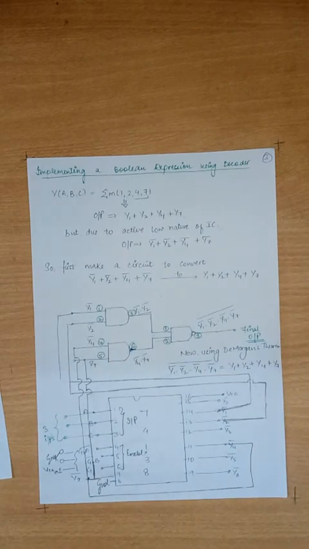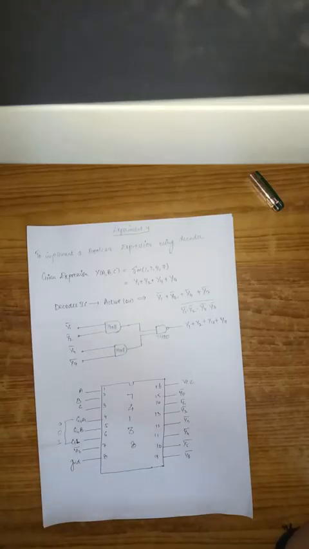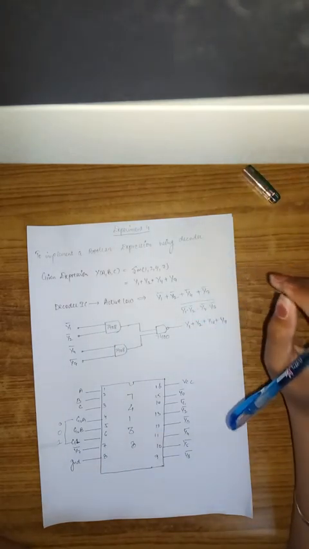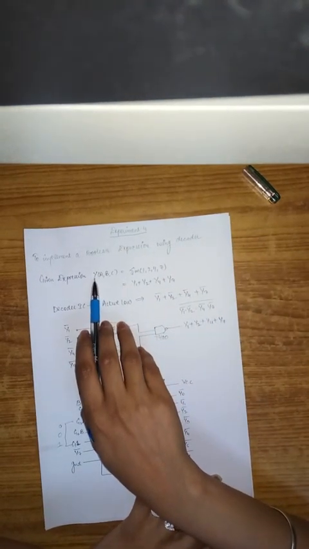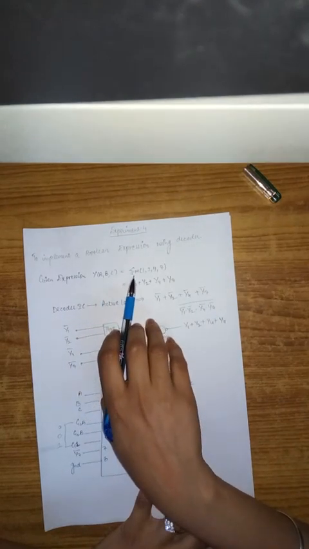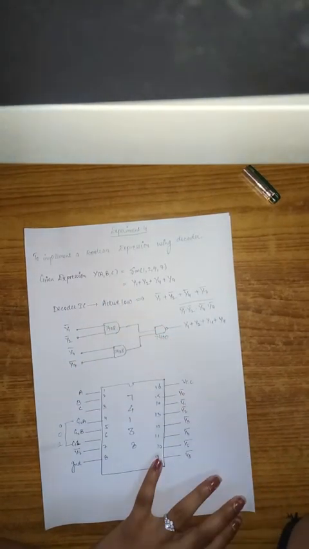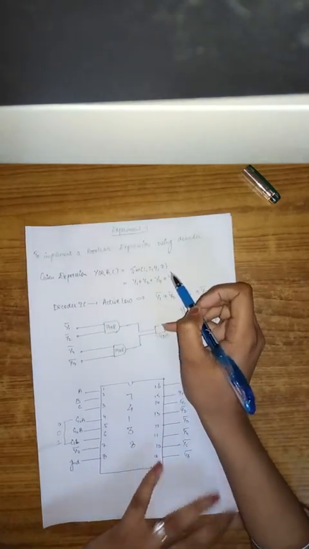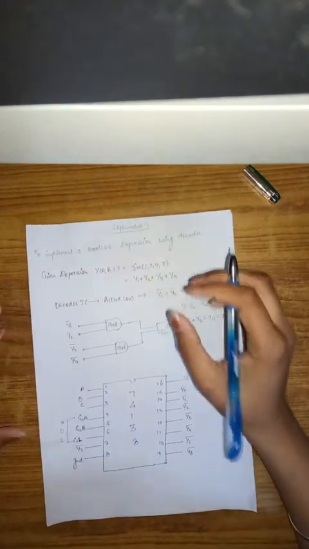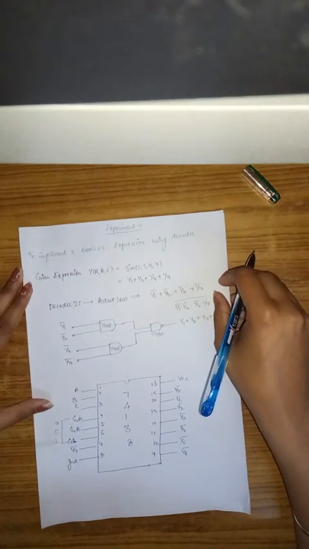Hi everyone, so today we are going to discuss the implementation of a Boolean expression using a decoder. Any Boolean expression will be given to you. Let's take a 3-variable function y of a, b, c equals summation m(1, 2, 4, 7). These are the minterms which are present in the expression. We have to implement this expression using a decoder. So how will we actually implement it?